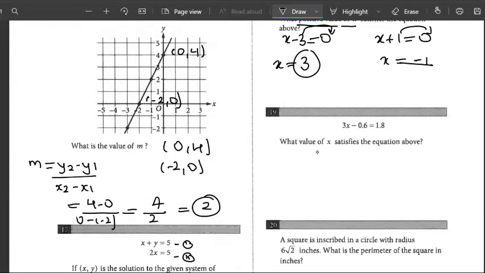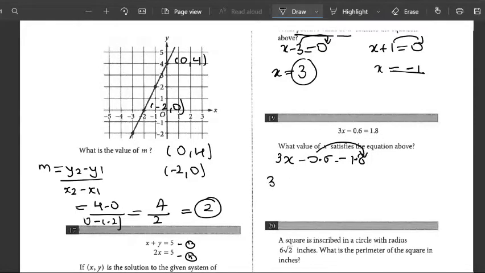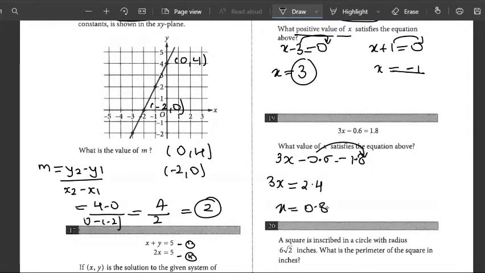What value of x satisfies the equation above? 3x minus 0.6 is equal to 1.8. Let's take this side and change the sign. So we'd get 3x is equal to 2.4. X is equal to 0.8, or 4 by 5.